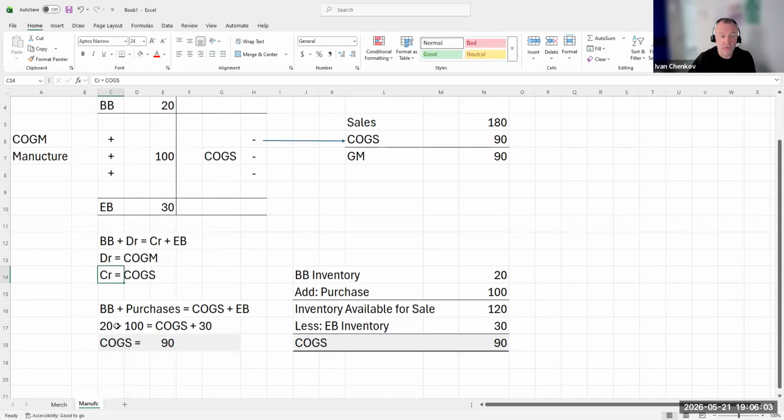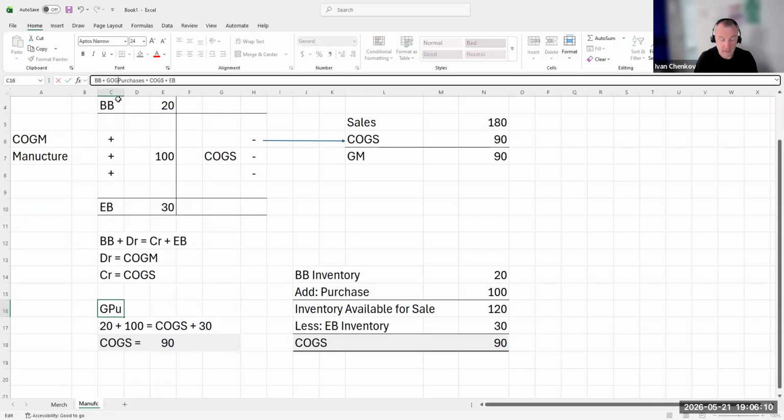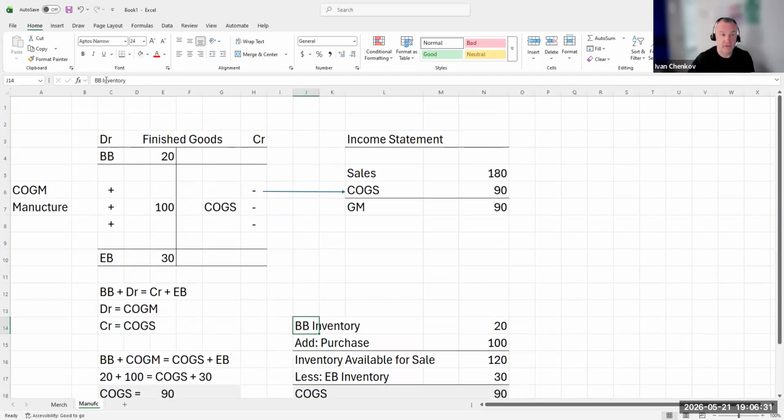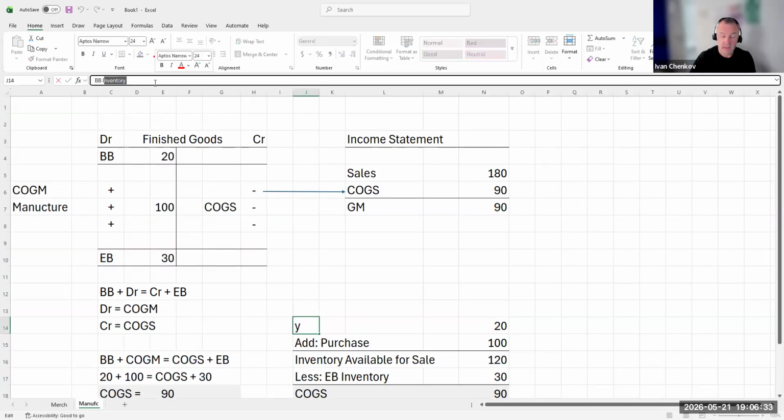So in order to calculate my cost of goods sold, I need the beginning balance plus cost of goods manufactured, and that's going to be equal to the cost of goods sold plus the ending balance. So the calculation is the same, but hold on a second, I have to change something here as well. First, it's not going to be inventory. Now we change the name. That's no longer inventory. Now it becomes finished goods.